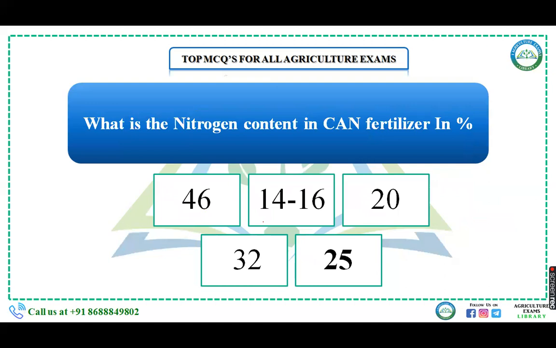What is the nitrogen content in CAN fertilizer? Now, they have asked a question regarding CAN. What is the full form of CAN? Calcium ammonium nitrate, which is famously known as Kisan Khad. The nitrogen percentage in it is 25%, and it is a neutral fertilizer. Similarly, ammonium nitrate contains 33% nitrogen. That is of highly hygroscopic nature. And ammonium nitrate is also known as the explosive fertilizer.